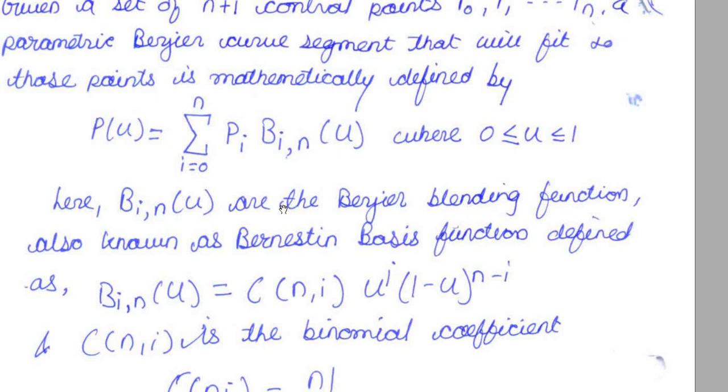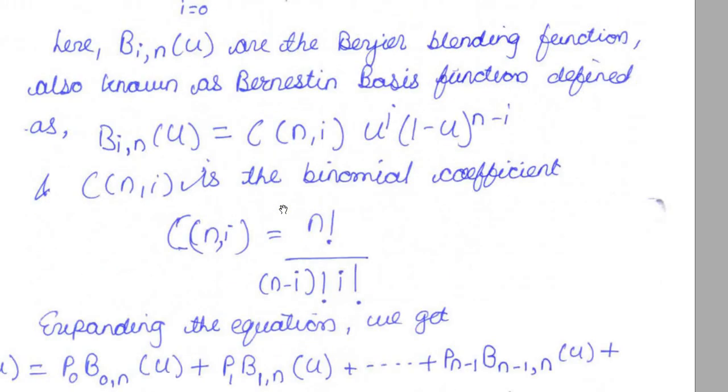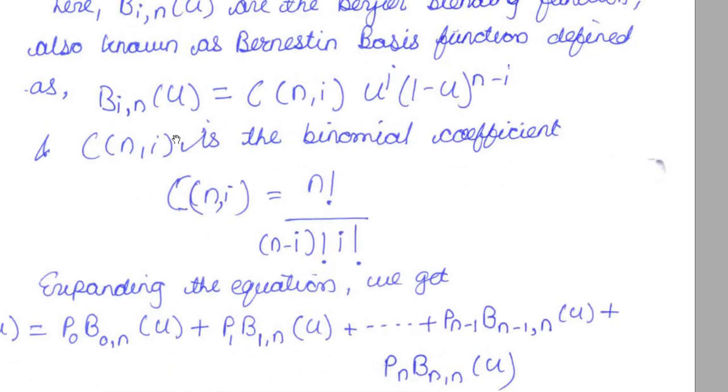Also, how are we going to represent this function? This function is represented by B_{i,n} of u is equal to C(n,i) u^i (1 minus u)^(n minus i), where C(n,i) is nothing but the binomial coefficient. The binomial coefficient can be represented by n factorial divided by (n minus i) factorial times i factorial.